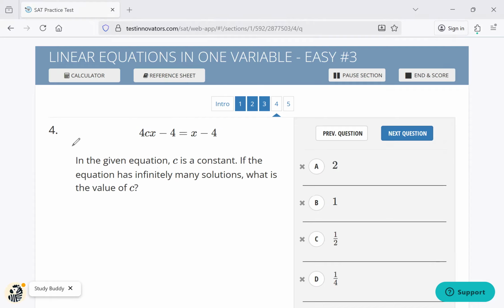Okay, question 4. So this one's a little bit strange. We have 4cx, or 4 times c times x, minus 4 equals x minus 4. In the given equation, c is a constant. If the equation has infinitely many solutions, what is the value of c? So what does it mean when you have infinitely many solutions?